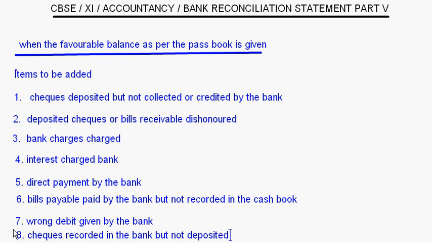So obviously when the check is not deposited, it won't be collected, so no process can happen, right? So the bank balance will be less. So in all these cases, we see that these transactions will result in a higher cash book balance and a lesser passbook balance. So all of them should be added, right? Now I'll write down the items to be deducted.